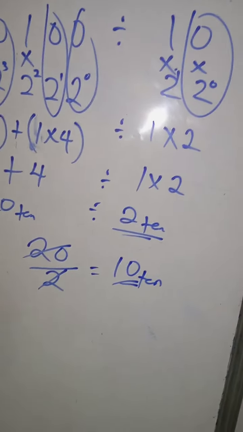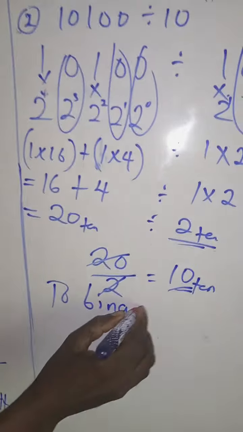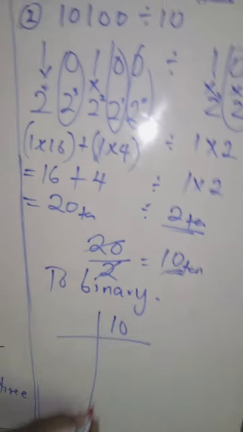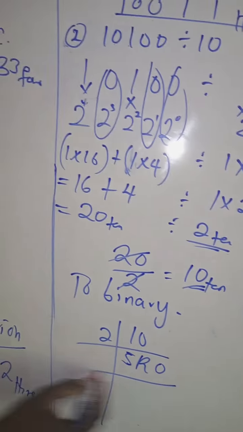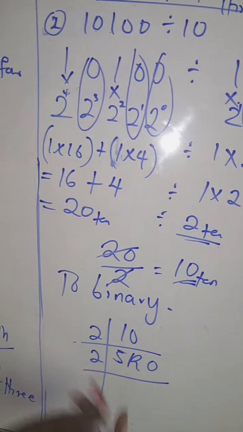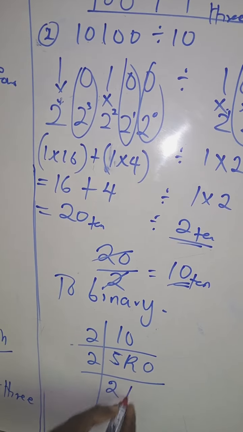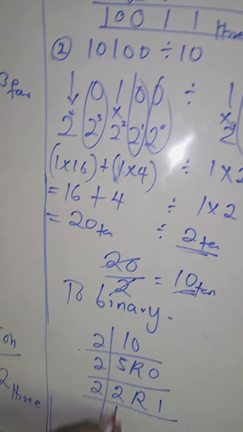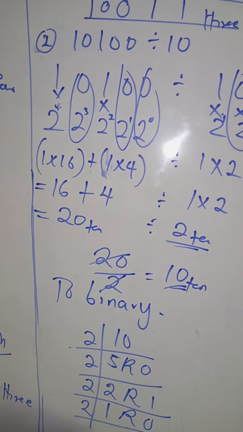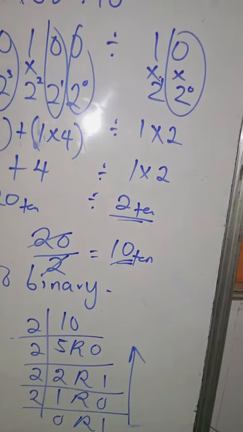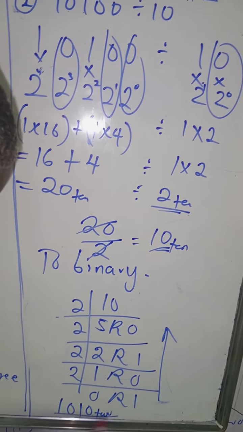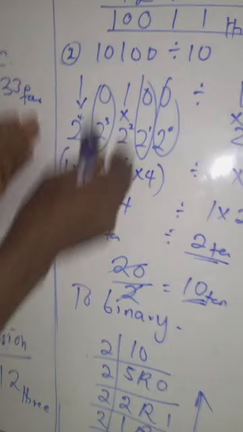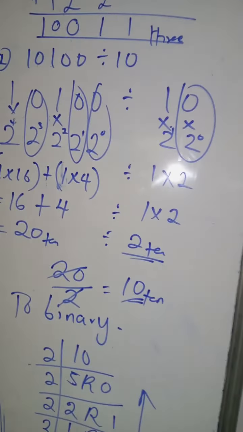Now I want to convert it to binary. So it will be 10. 2 in 10 is 5, remainder 0. 2 in 5 is 2, remainder 1. 2 in 2 is 1, remainder 0. Then 0, remainder 1. Then we write it upward. So if we divide it, it's going to give us 1, 0, 1, 0 base 2. So this will be our answer. I prefer they bring it to base 10 first, then convert it to base 2.